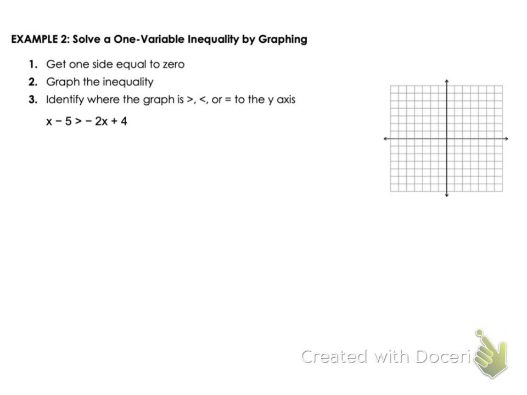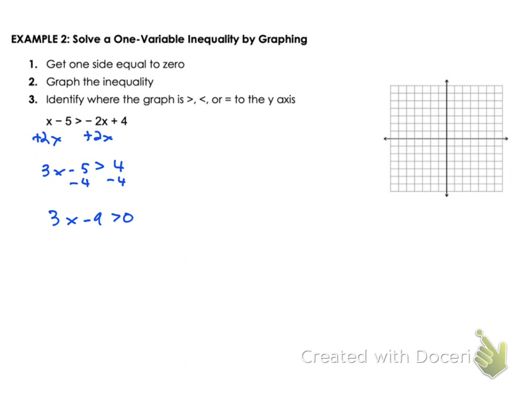All right, we're going to solve a one variable inequality by graphing. So we're going to get one side equal to 0. What I did here is I added 2x to get 3x minus 5 is greater than 4. And then I subtracted 4 to get 3x minus 9 is greater than 0. And then the next step is to graph that inequality.